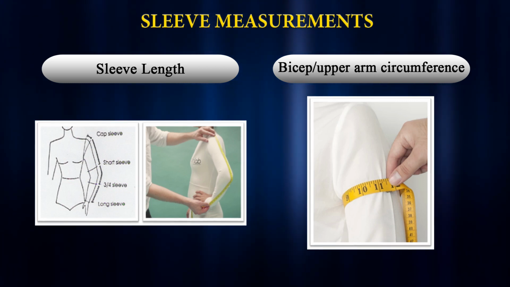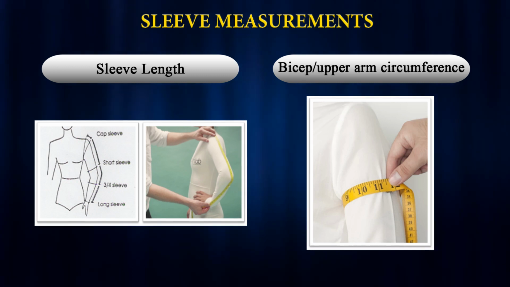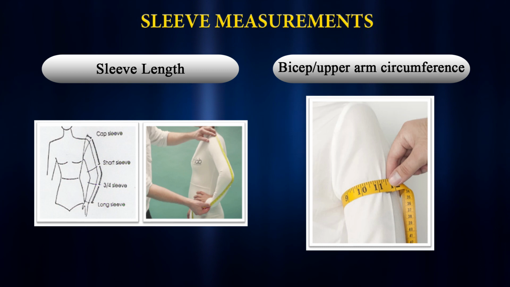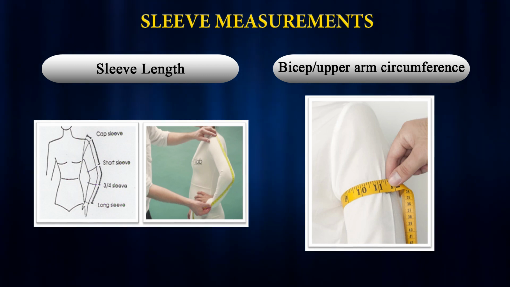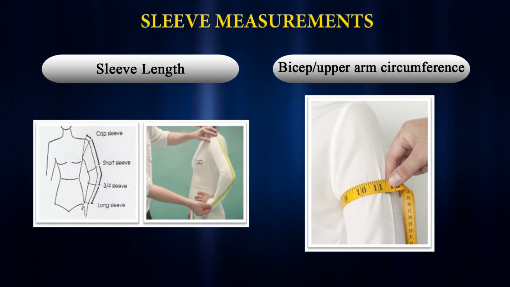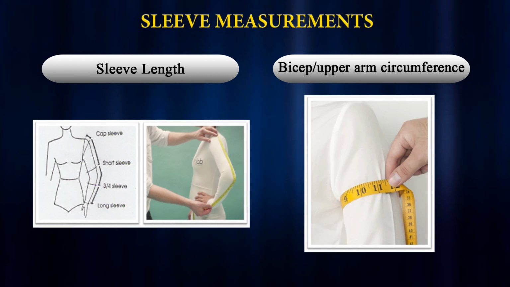Or if we want to take the long sleeve measurement, it is from the shoulder point, and we just bend our hand in this particular manner. The person has to keep the hand on the waist, so it forms a curve, and then the measurement is taken for a good fit of the sleeve.